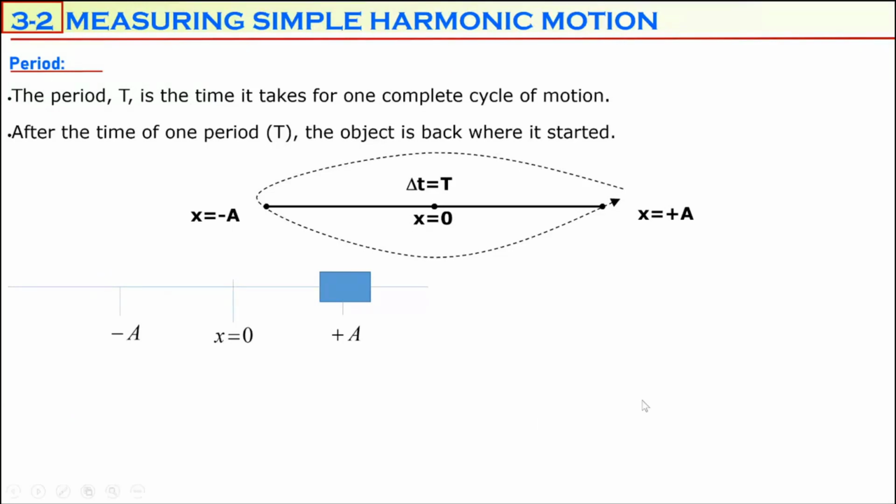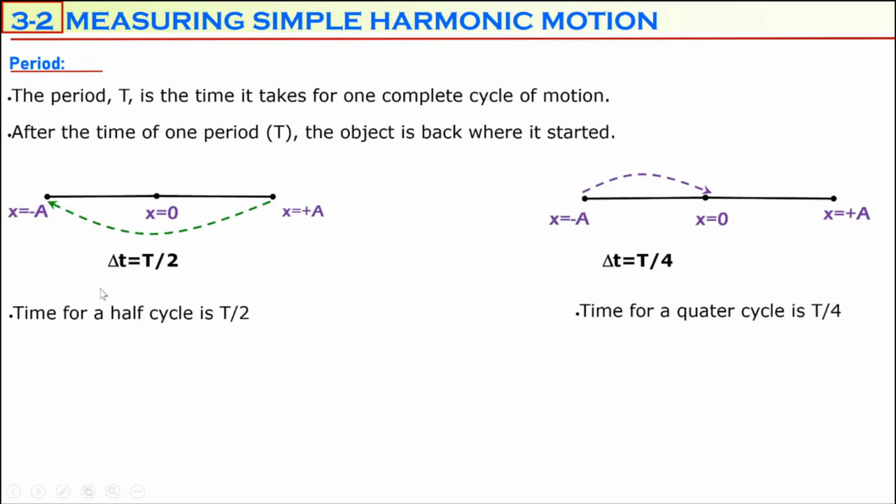Almost 5 seconds. That is the time for one complete cycle. It is the period of this vibration. Time for one complete cycle is 1 period. What about half cycle? So it must be half of the period, yani T over 2. Time for one half cycle is T over 2.